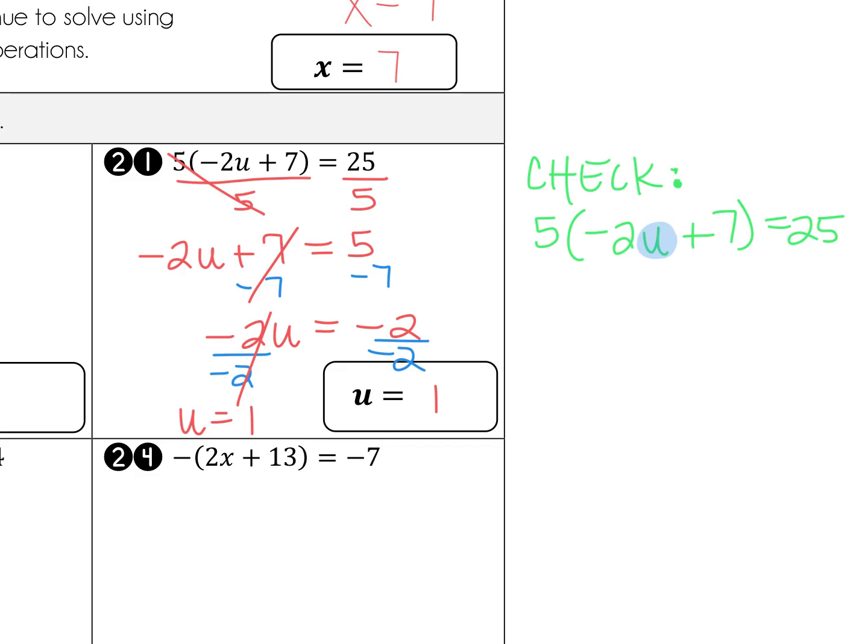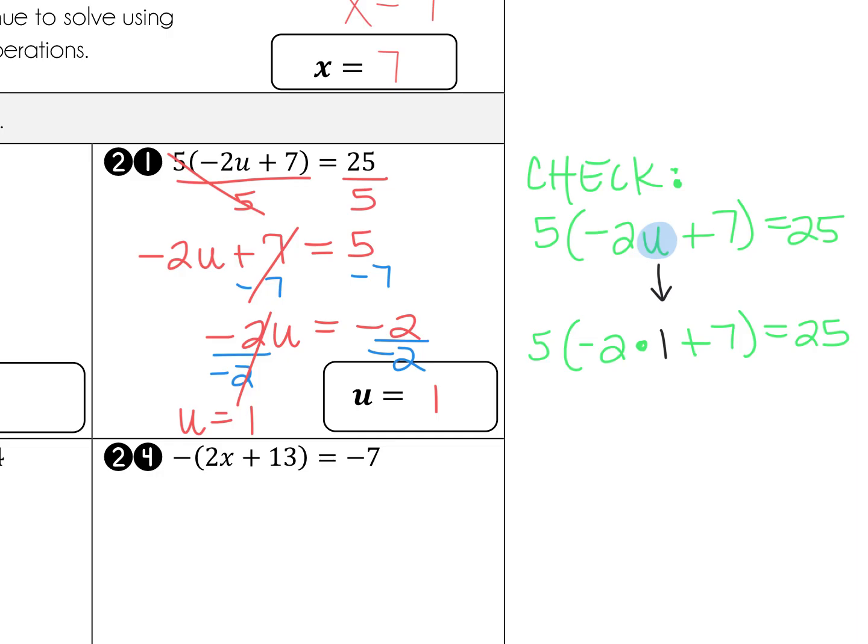positive 5 times negative 2u plus 7 equals 25, we're going to replace our u with our proposed solution of 1. So I'm just going to rewrite this equation, 5 times negative 2 times u, which we believe is 1, plus 7, and bring everything else down, our equal sign and our 25.